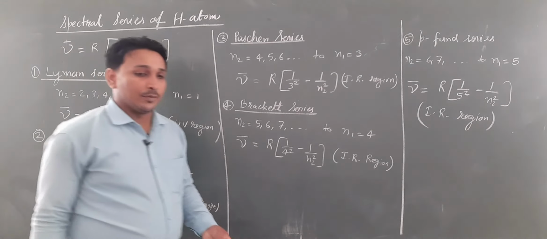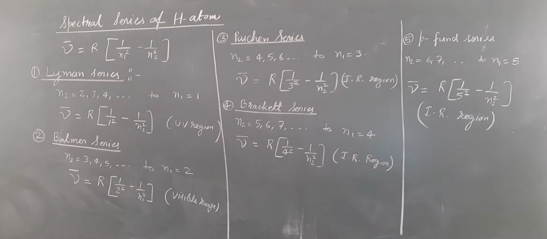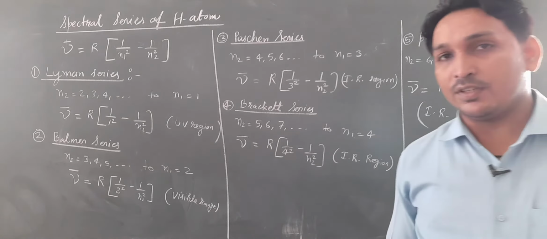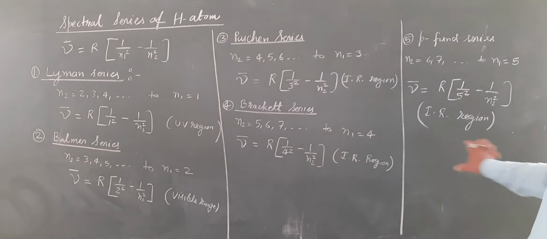The first one is Lyman, second one is Balmer, third one is Paschen, fourth one is Brackett, and fifth one is Pfund series. In chemistry, you must have studied more spectral lines, but in physics, we have to study only this much. Is it clear? So these are the spectral series we obtain.